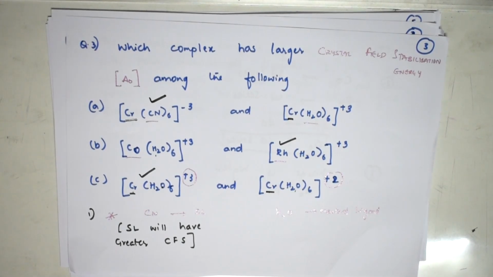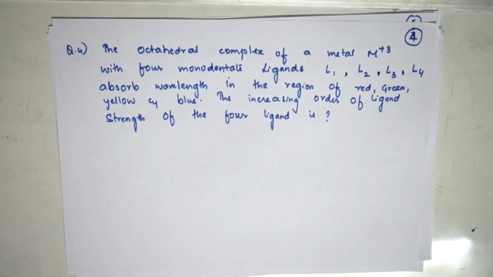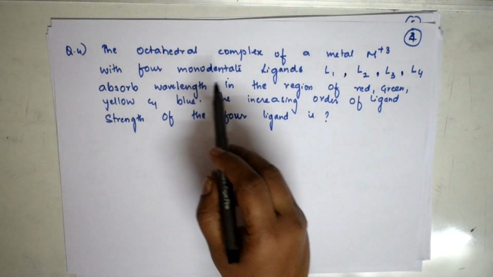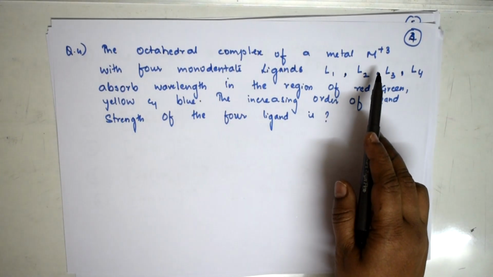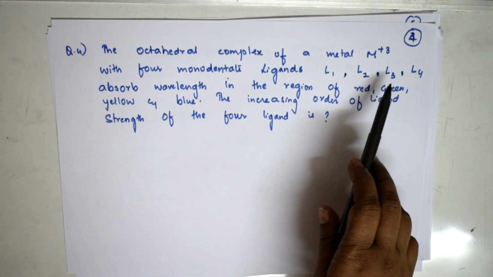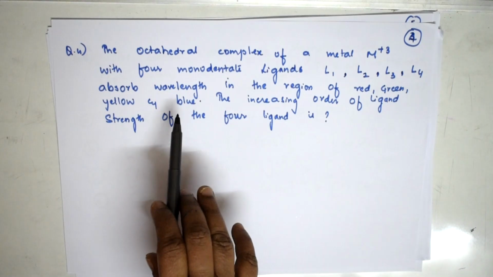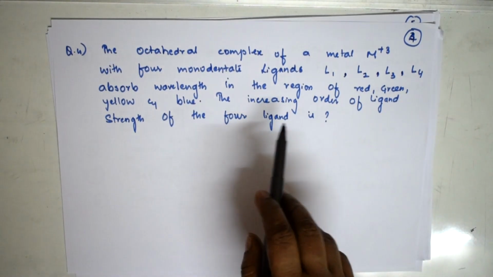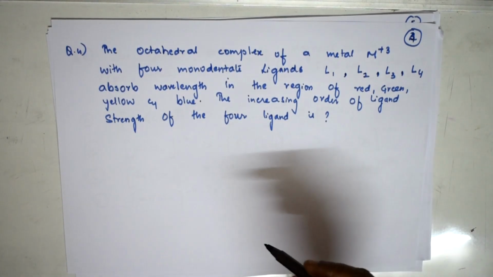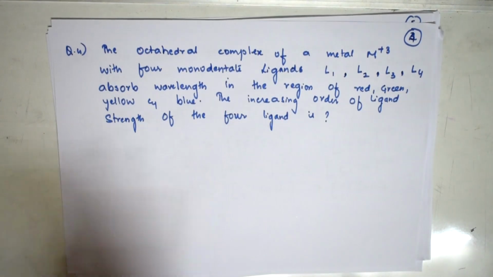Now let's come and do the fourth question. Yes, students, one more interesting question, that is question number 4. Let's read this. Here they've given us the octahedral complex of a metal M+3 with 4 monodentate ligands L1, L2, L3 and L4 which absorb wavelength in the region of red, green, yellow and blue. They would have given you 4 answers with the increasing order of the ligand in different variations.